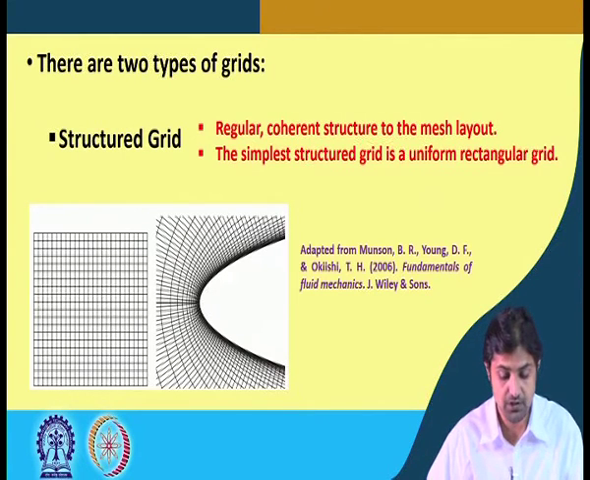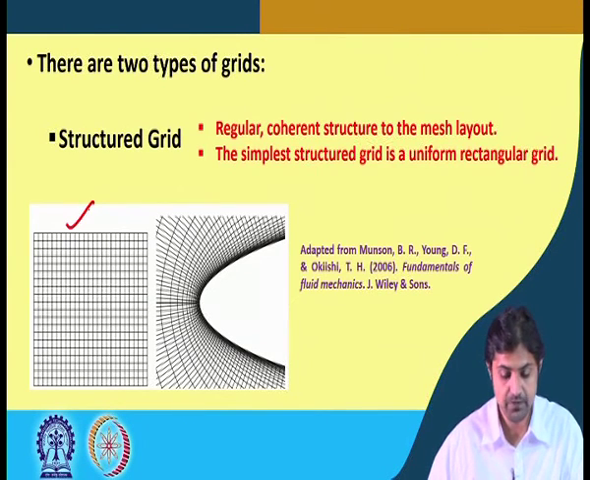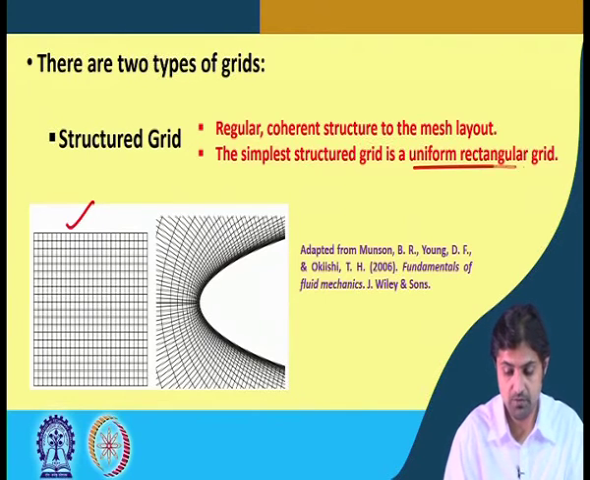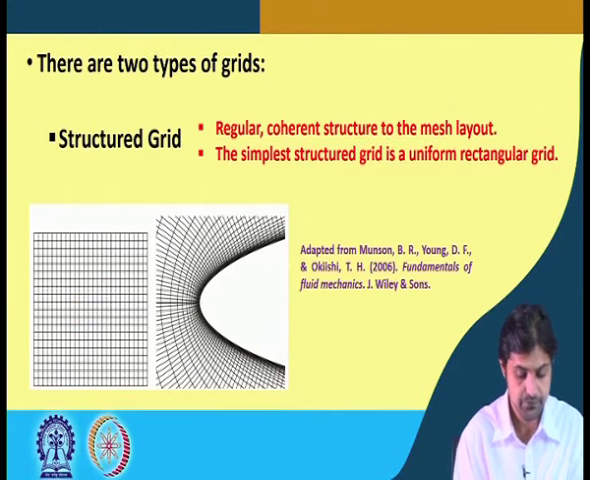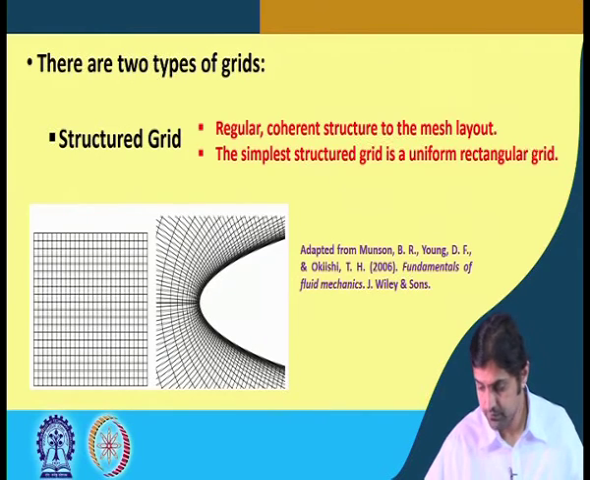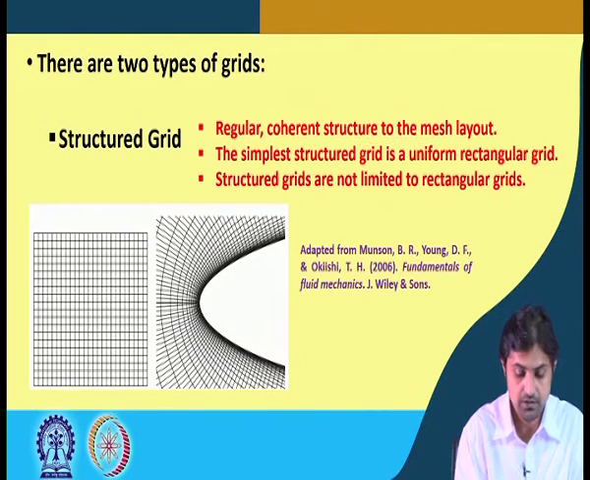So the structured grids look like this one here. All right. So you see they have a uniform rectangular grid. So all these small shapes are rectangular. So structured grids are not limited to rectangular grids only. This could be actually of any shape. Here it shows the rectangular grids only, but you see these rectangular grids are decreasing in size.